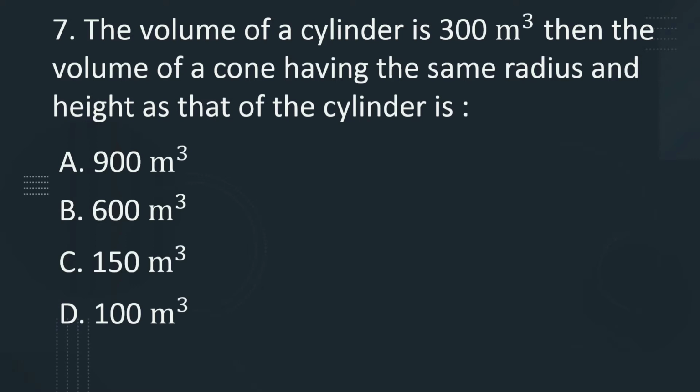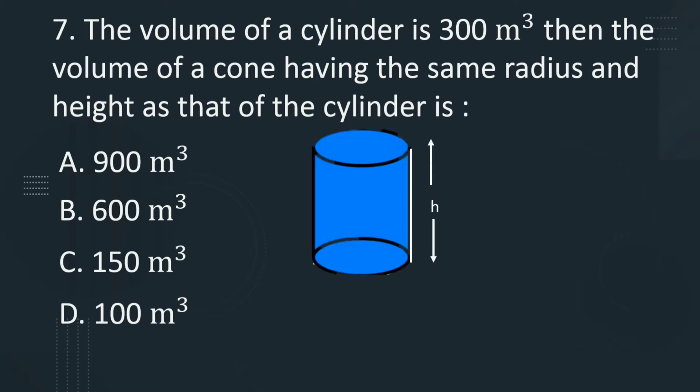The volume of cylinder is 300 meter cube. Then the volume of cone having the same radius and height as that of cylinder is. Actually very easy question. We already know the volume of cylinder is pi r square h, that is 300. Volume of cone is 1 by 3 pi r square h, means 300 by 3, that is 100.